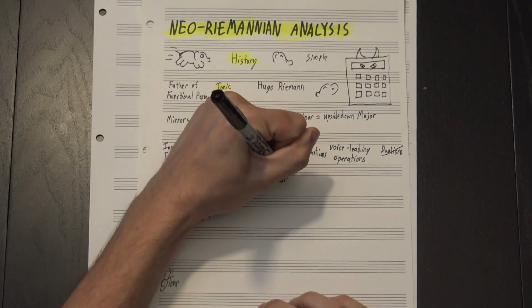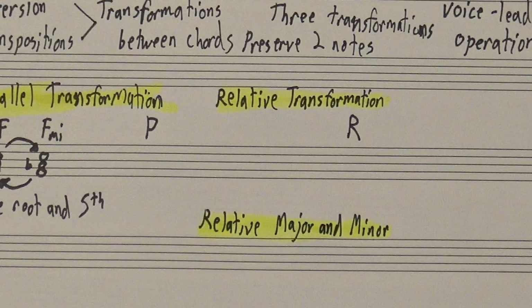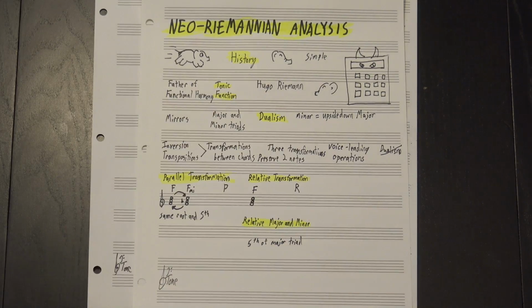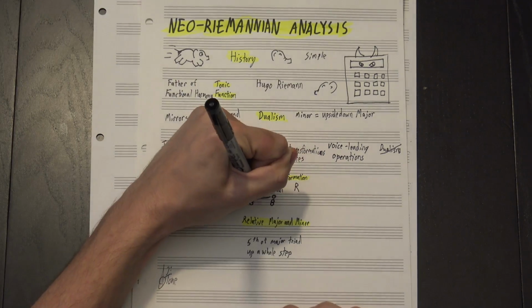The second transformation is the relative or R transformation. This evokes the idea of a relative major and minor, which we've covered before. Here we take the fifth of our major triad and move it up a whole step to become the root of a minor triad. And again, this works in reverse too.